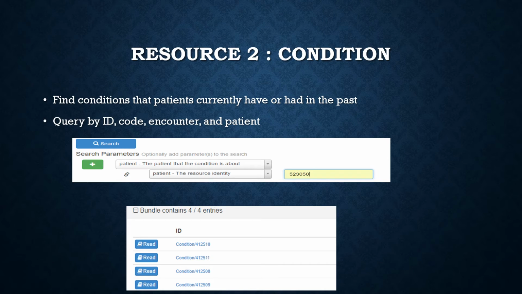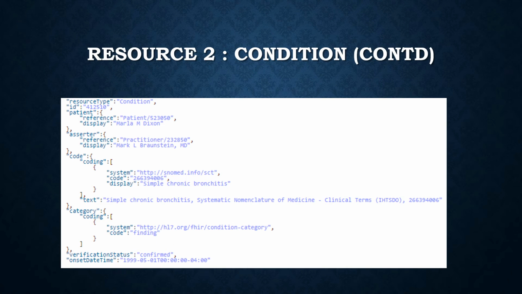Based on the previous slide, I was able to get Marla's ID, and I queried this condition resource to find all the conditions that Marla has. And as you can see below from our results, we can tell that Marla has 4 different conditions in our database. Now when you click on the actual resource here, you can find more information on the condition. As you can see here, Marla suffers from simple chronic bronchitis, and all you have to do is simply click on the resource to find more information on the condition.